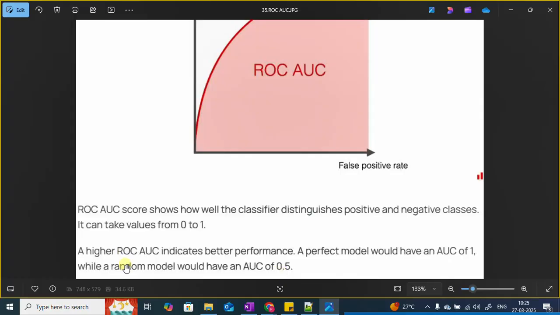Generally, a higher ROC AUC indicates better performance, because as I just told you, an AUC or ROC AUC value of 1 is a good value. That's why we call it a perfect model. So the higher the value, the better. If it is lower, like 0.4, 0.3, 0.5, that is called a random model.